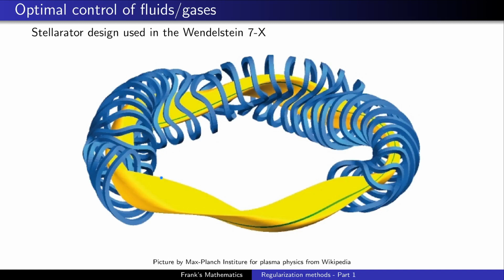So they had to build these blue things here, which are super magnets, which control the fluid. And you have them designed in such a way that a lot of physical properties are satisfied. That's where this super weird design comes from. This comes from an optimal control problem or an inverse problem. And this is, of course, a very sophisticated design. So that's another application of an inverse problem.